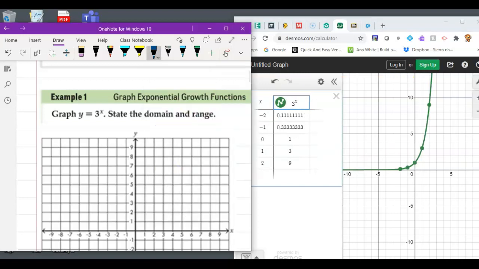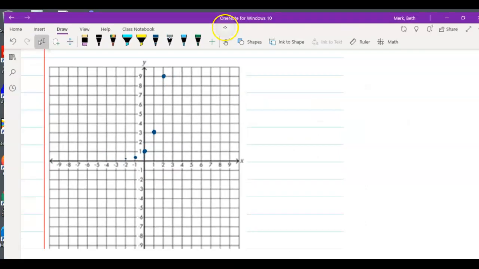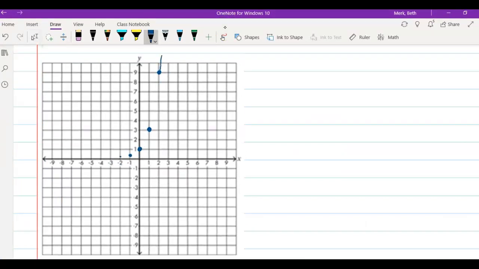So we can plot the point 2, 9. We can plot the point 1, 3. We can plot the point 0, 1. Just working my way up the list. Negative 1, 1/3 is harder to plot, but it would be about there. Negative 2, 1/9. It's getting harder and harder to plot. But now you can see that when I try to connect these points, start here and work to the left actually. You're approaching 0, but we never cross 0. 0 is our asymptote.